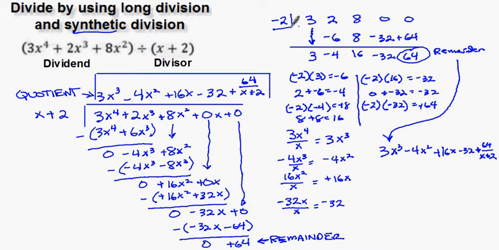So you see, when you get used to doing this, bring this down, multiply, put the answer here, add, multiply, put the answer here, add. Again, bring it down, multiply, put the answer here, add. Multiply, put the answer here, add. And then these are the coefficients of your quotient. And again, the quotient is the answer to the division problem.